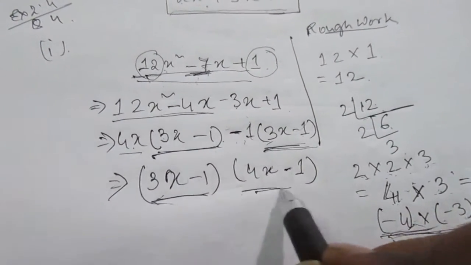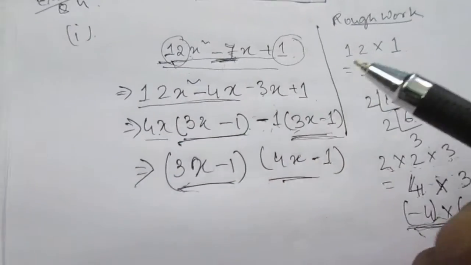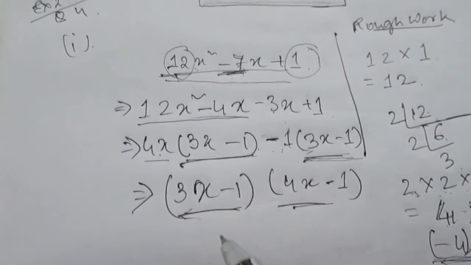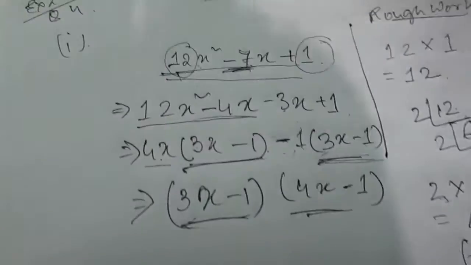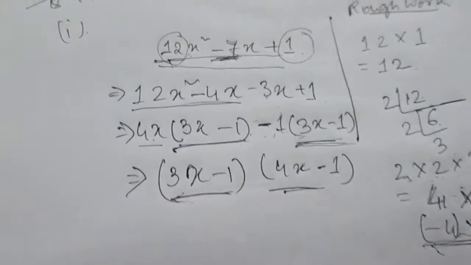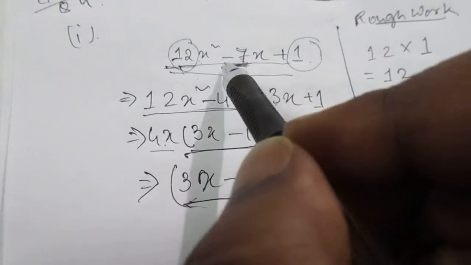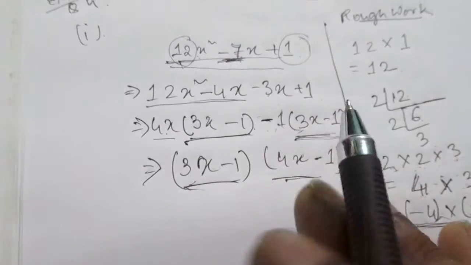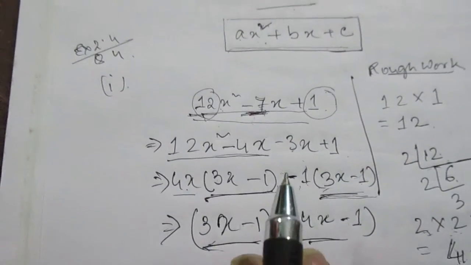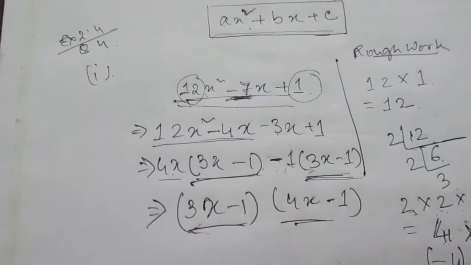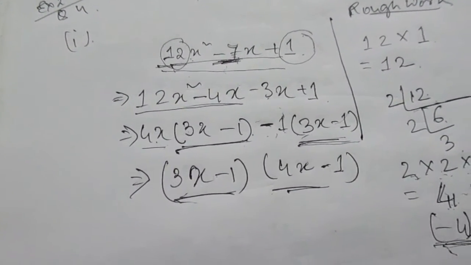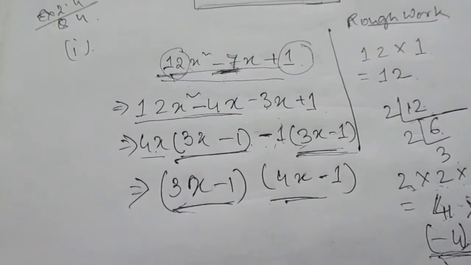So these are the two factors of this polynomial. Okay, so this process is known as splitting of the middle term. As this is the middle term, I have done it by splitting it. This is done only in case of a quadratic polynomial. In the next videos we will learn how to factorize a polynomial having degree greater than 2.